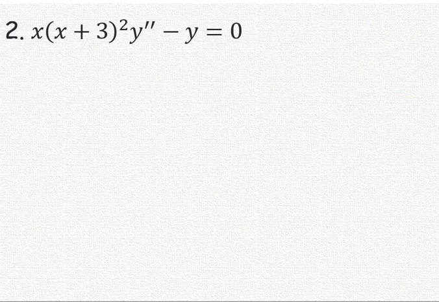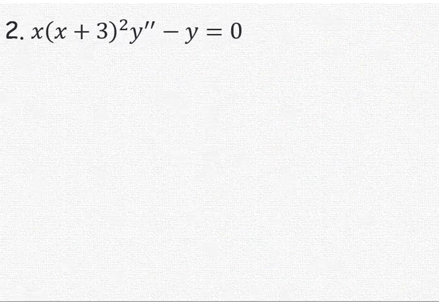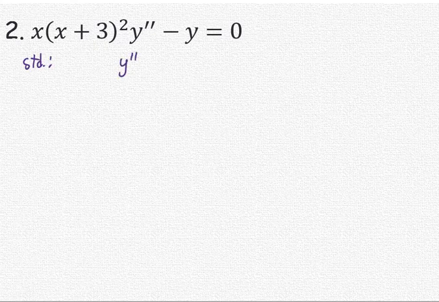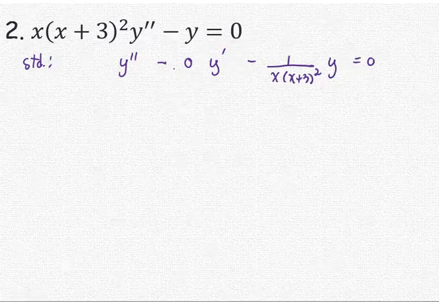x times x plus 3 to the second y double prime minus y equals 0. And then we just rewrite it in the standard form, as the coefficient of the leading order is 1. So y double prime minus, well, we don't have y prime, right? We're going to write 0 times y prime, and 0 divided by anything, you get 0. And then minus 1 over x times x plus 3 to the second power times y equals 0.